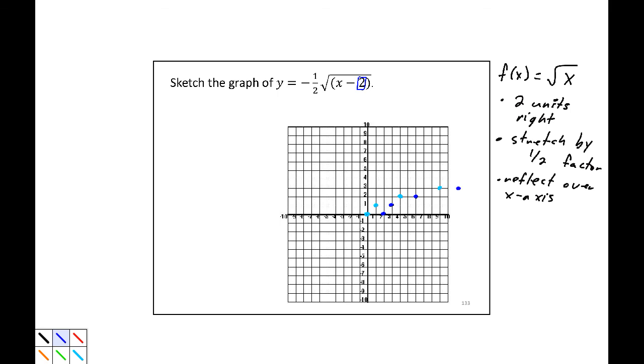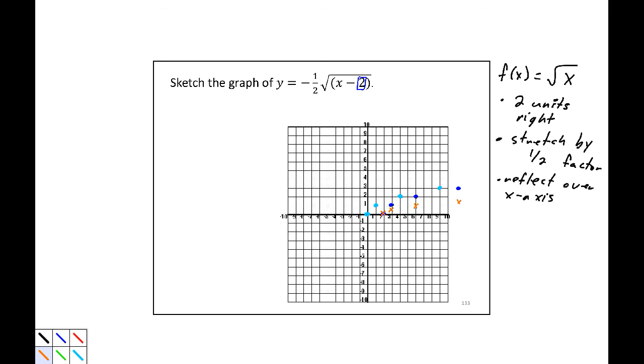So now I'm on dark blue. Now stretch by a 1/2 factor. So we're shrinking this function. These are going to be half as close to the x-axis. So 2, 0 is still there, but now we have 3, 0.5. The point 6, 2 becomes 6, 1. The point 11, 3 becomes 11, 1.5. And the 2, 0 stays where it is.